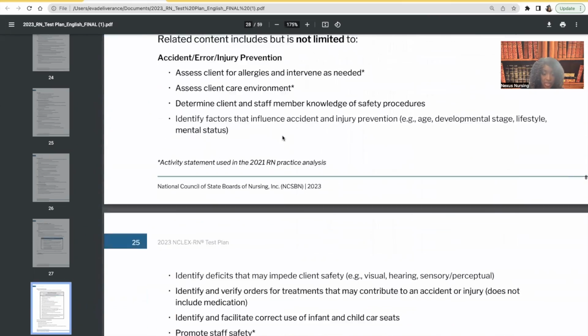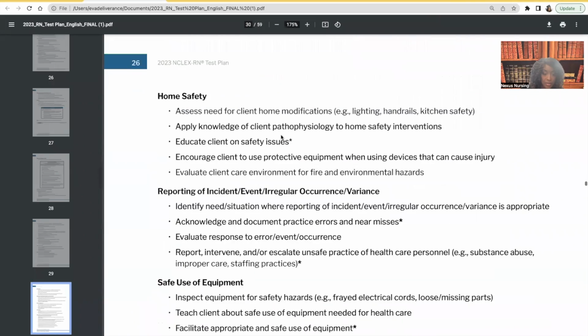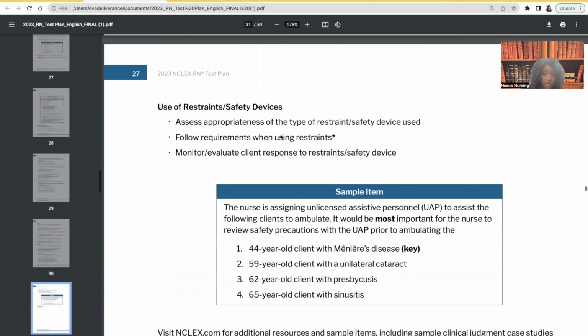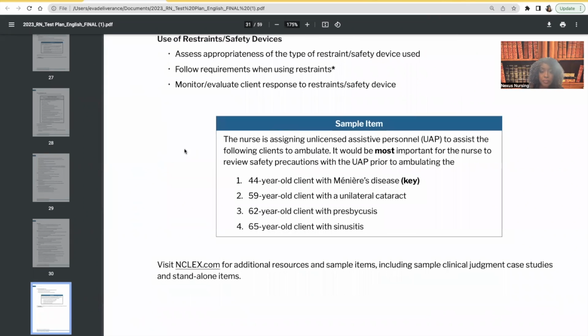Next page, 27. Okay, here's our next question. The nurse is assigning an unlicensed assistive personnel to assist the following clients to ambulate. It would be most important for the nurse to review safety precautions with the UAP prior to ambulating the 1, 44-year-old with Meniere's disease, 2, 59-year-old with unilateral cataract, 3, 62-year-old with presbycusis, or 4, 65-year-old with sinusitis. And the correct answer is that 44-year-old with Meniere's disease.